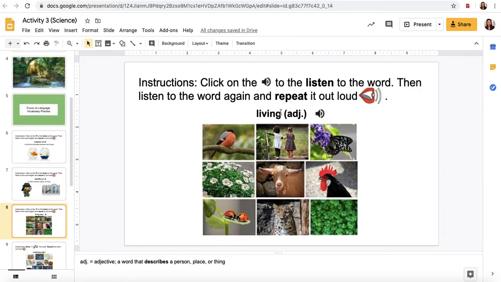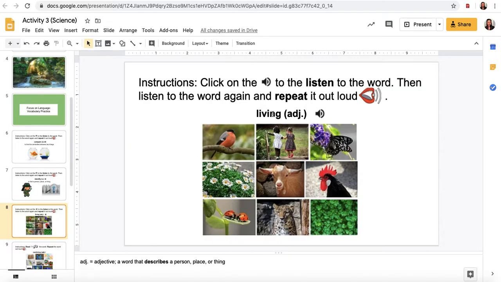Another vocabulary fancy word, living. Okay, so this is an adjective. That's what ADJ is short for. Now, we've talked about nouns and verbs in class, nouns being people, places, and things, and verbs being things you can do. We've touched a little bit on adjectives, so remember that adjectives describe something.